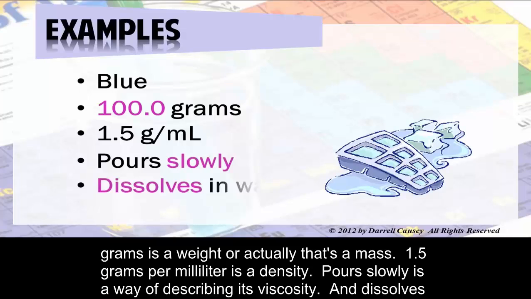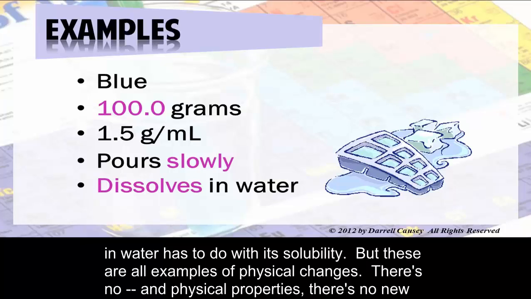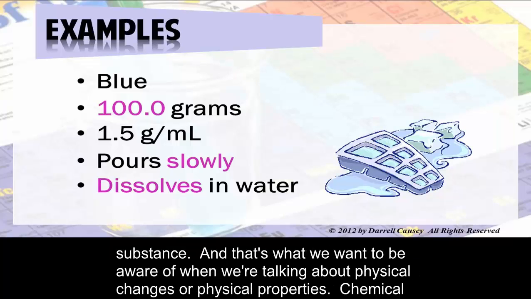All right, examples. Well, blue is a color. 100 grams is a weight, or actually that's a mass. 1.5 grams per milliliter is a density. Pours slowly is a way of describing its viscosity. And dissolves in water has to do with its solubility. But these are all examples of physical changes. In physical properties, there's no new substance. And that's what we want to be aware of when we're talking about physical changes or physical properties.